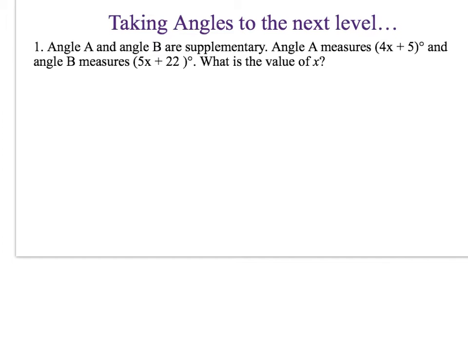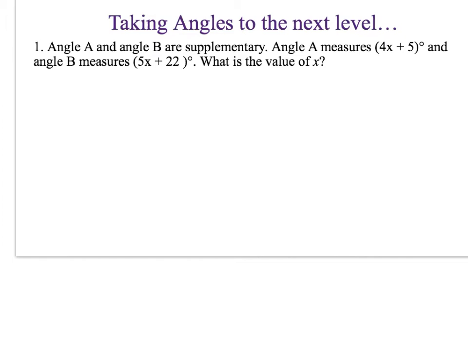So now we're going to take what we know about angles to solve a word problem with angles. So let's look at this first one. Angle A and angle B are supplementary. Angle A measures 4x plus 5 degrees, and angle B measures 5x plus 22 degrees. What is the value of x?